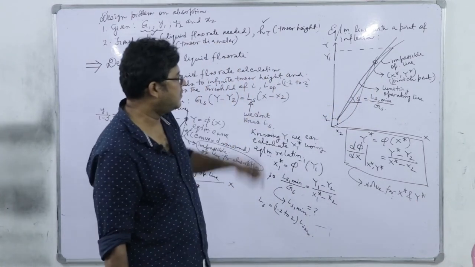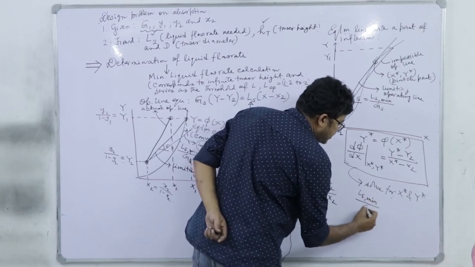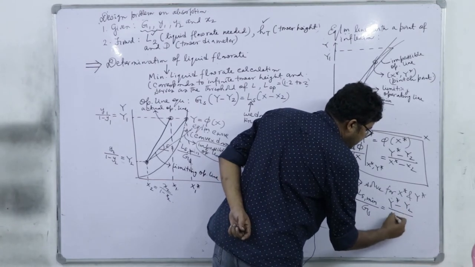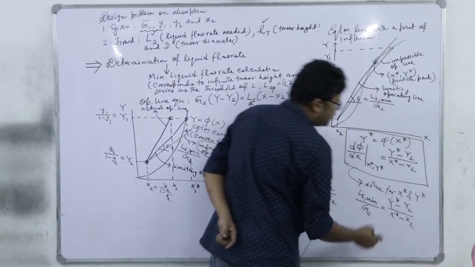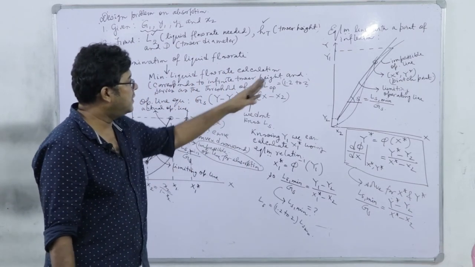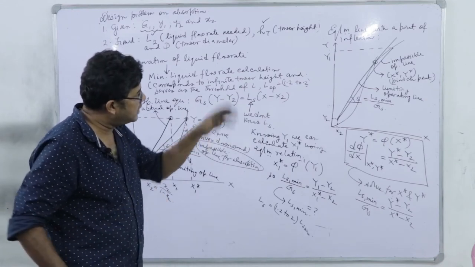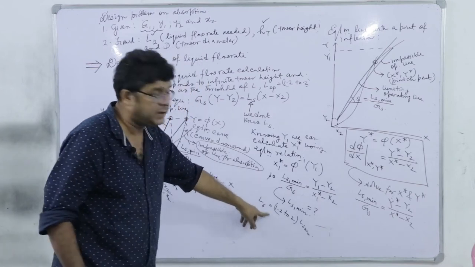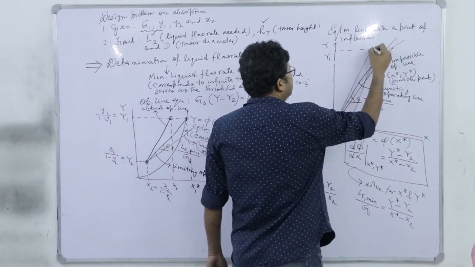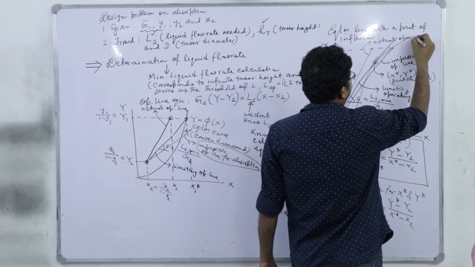So, once x star and y star are known, we can write Ls minimum divided by Gs equal to y star minus y 2 divided by x star minus x 2. So, you can get the slope and from there we can calculate this Ls minimum. So, this is an equilibrium line with a point of inflection and from there we can calculate the limiting operating line, and again we will use Ls operating as 1.2 to 2 times that, and I will get the actual operating line.